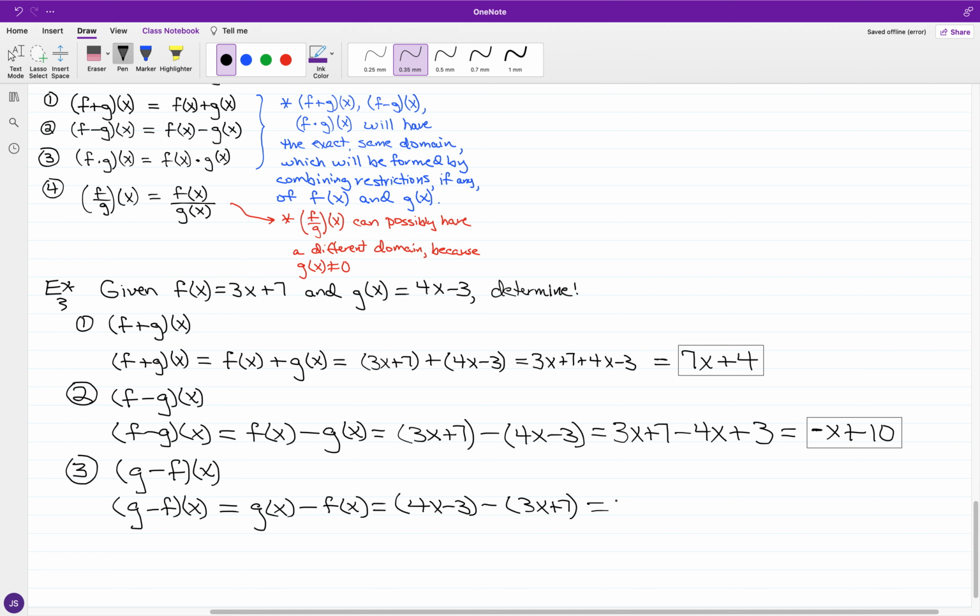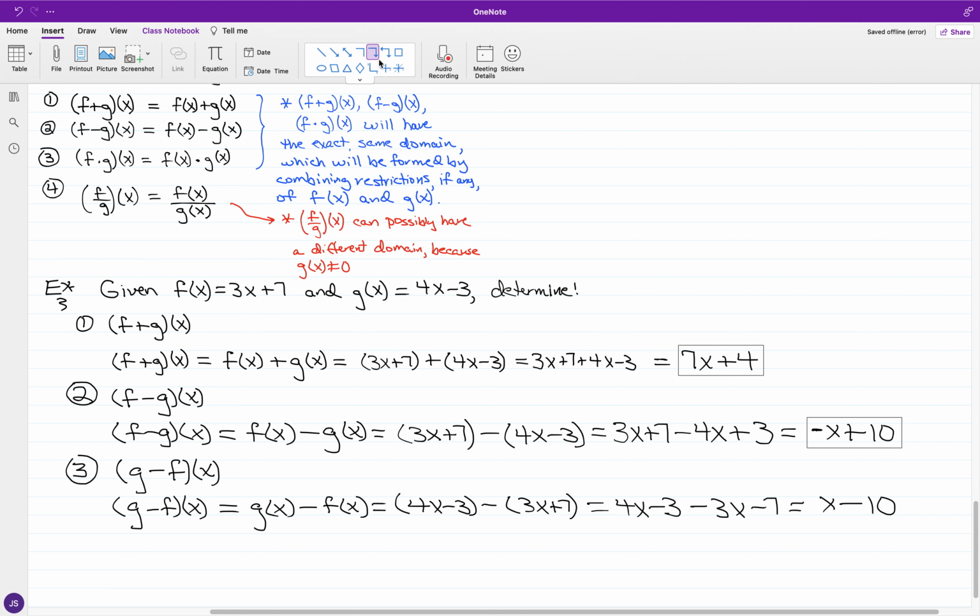So removing the parentheses this time around, we have 4x minus 3. And it is now 3x plus 7 that will have the terms change signs. So we have a negative 3x and a negative 7. So we got 4x minus 3x becomes x. Negative 3 minus 7 becomes negative 10. And just between f of x and g of x.